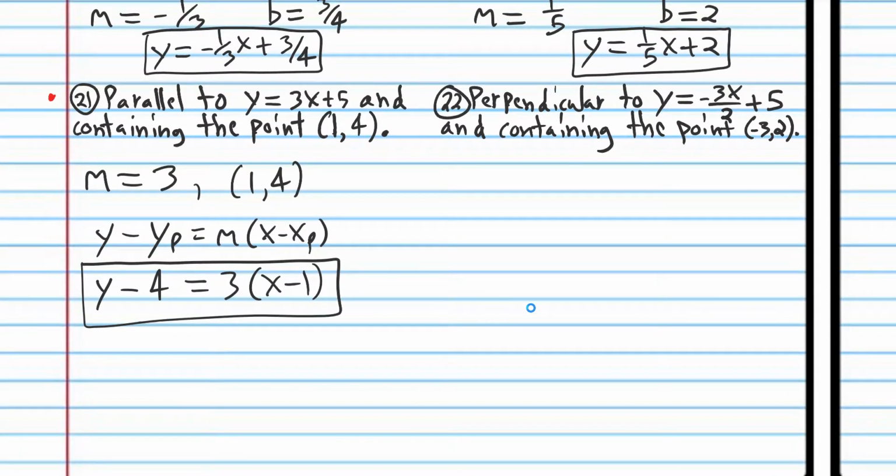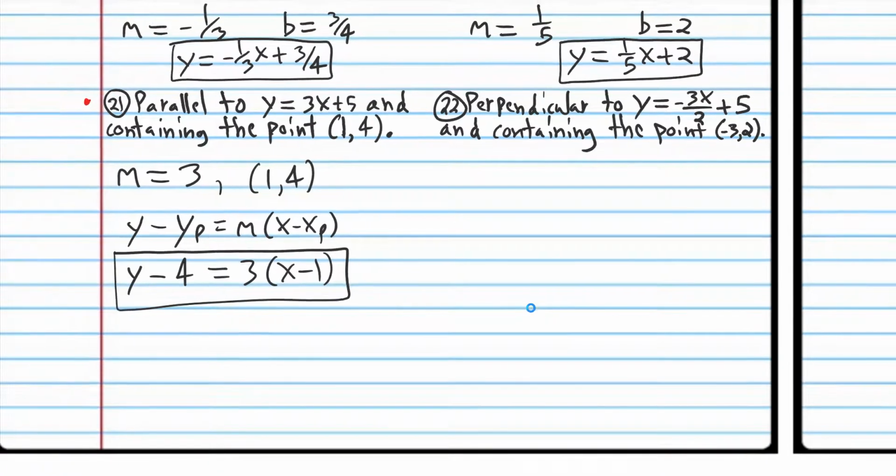All right, now we go into the perpendicular situation. So this equation is in slope-intercept form, which means I know that this is the slope. The slope of our line is going to be the negative reciprocal, which means you just change the sign and flip it. And why is it negative reciprocal? Because our line is perpendicular to this line.